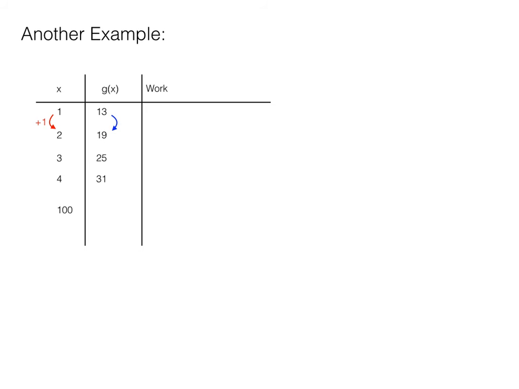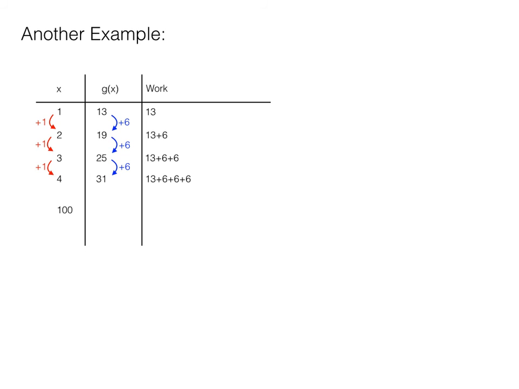So when x goes up 1, g of x goes up 6 every single time. That's what makes it linear. We now know it's linear. It's a line because the growth is constant. Let's look at the work. So we start off with a 13, then we go 13 plus 6 to get our 19. Then we go 13 plus 6 plus 6 to get us our 25. And then 13 plus 6 plus 6 plus 6 gets us our 31.